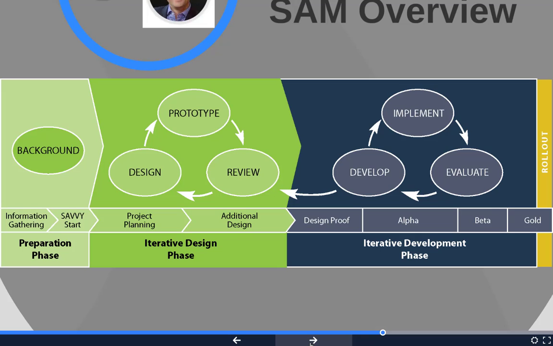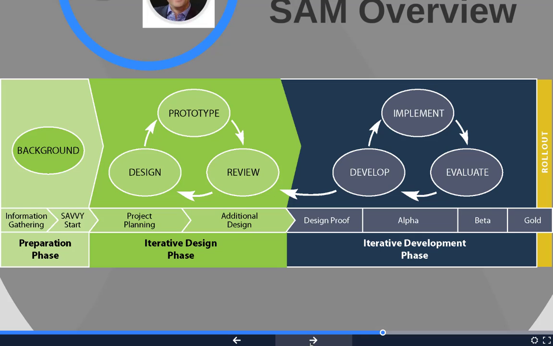That second phase is, in fact, the iterative design phase, occurring additionally with 2 steps. That's project planning and additional design. Notice we start to move into design, prototype, and review. You'll notice in another slide that this is in fact yet another model, okay? And that model is in fact what they consider as SAM 1.